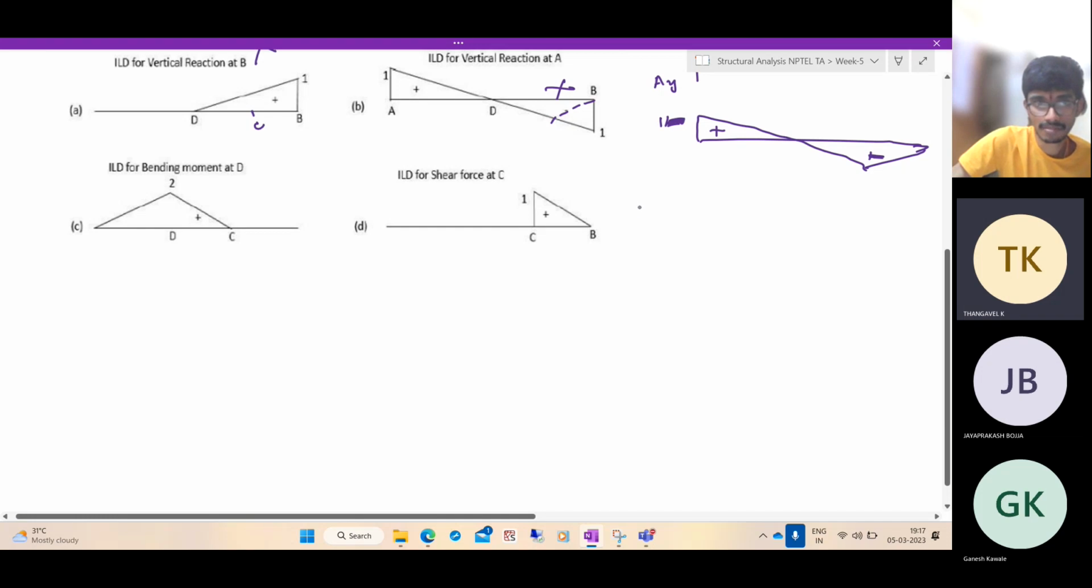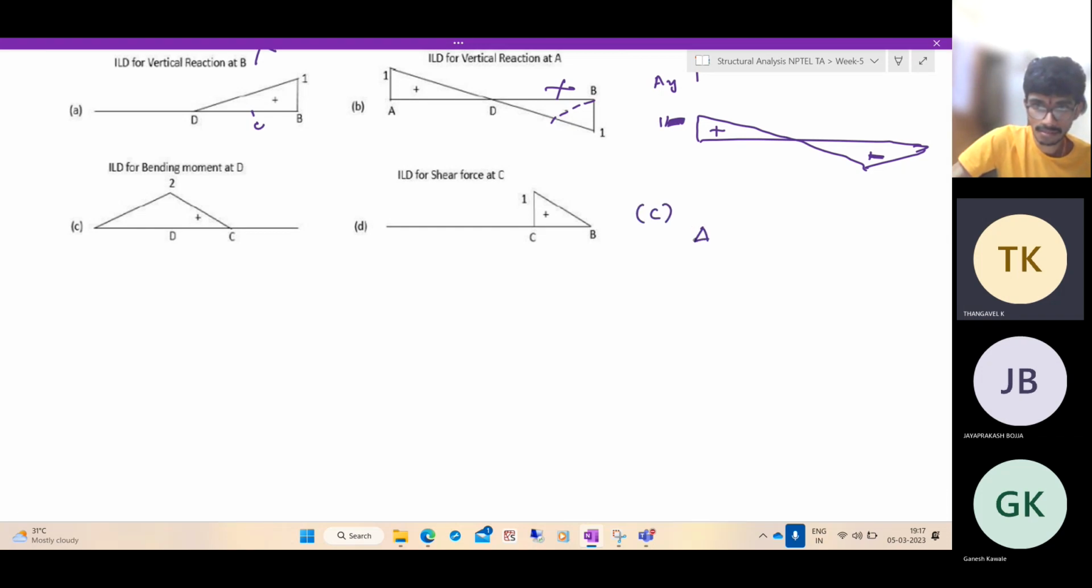Now, if we see the option C, we have an intermediate support. And they're asking the bending moment at point D. That is the bending moment at this point. So to find the ILD for the bending moment at this point, what we should do? We need to apply the bending moment here. So release the continuity of the beam here, so the slope can be different on both sides. You apply a sagging bending moment on both sides of the beam like this. Then what will happen?